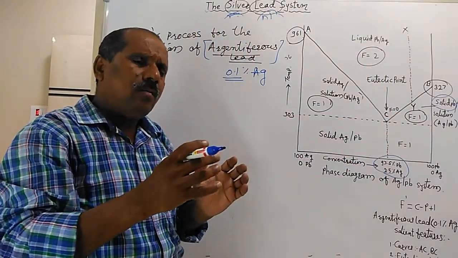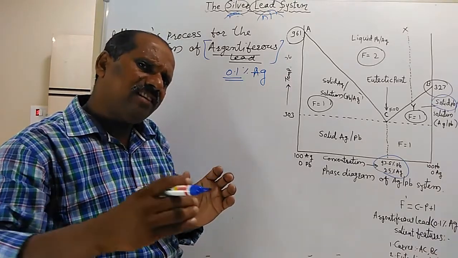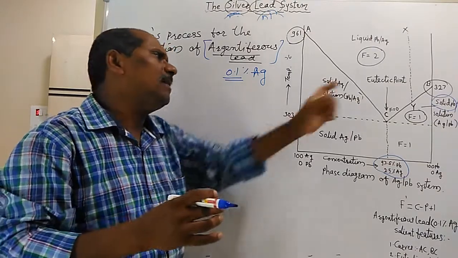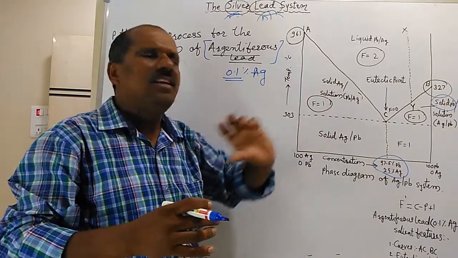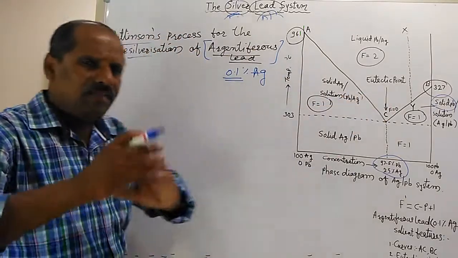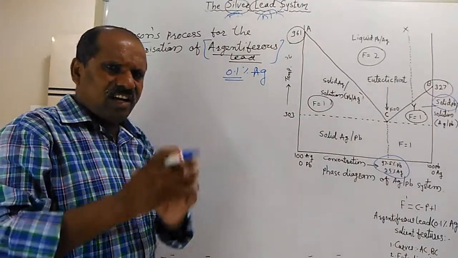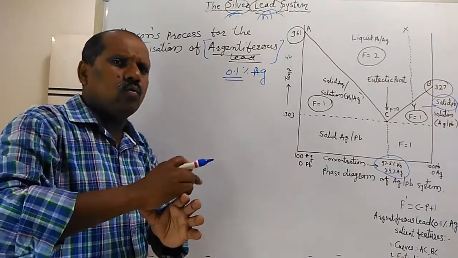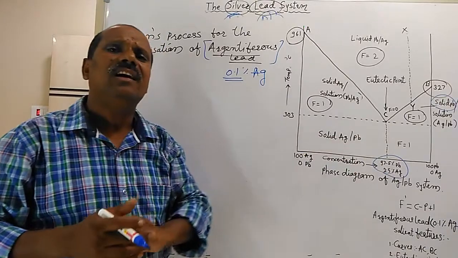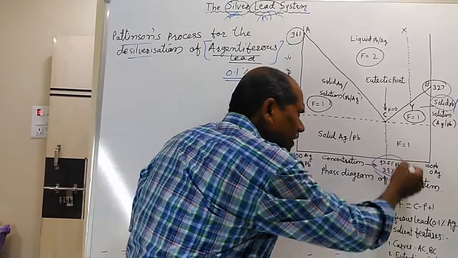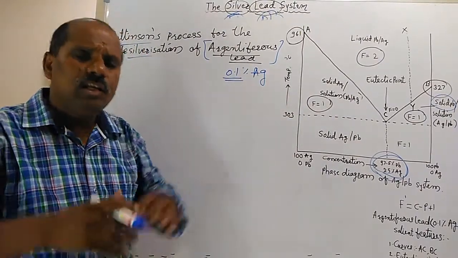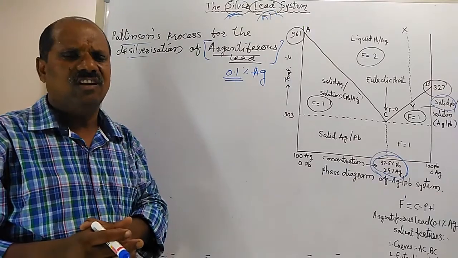And due to that, more and more lead is separated from the argentiferous lead, and comparatively a higher concentration of silver will be present at the point C in the argentiferous lead after Pattinson's process. Means at the point C, the argentiferous lead now contains 2.5% of silver and 97.5% of lead. At this composition of silver, the argentiferous lead is used profitably for the extraction of silver.